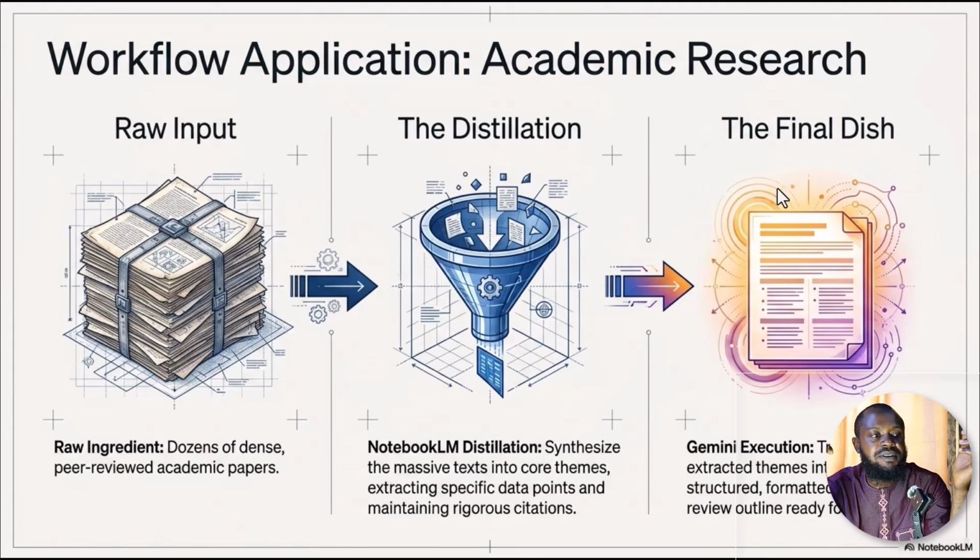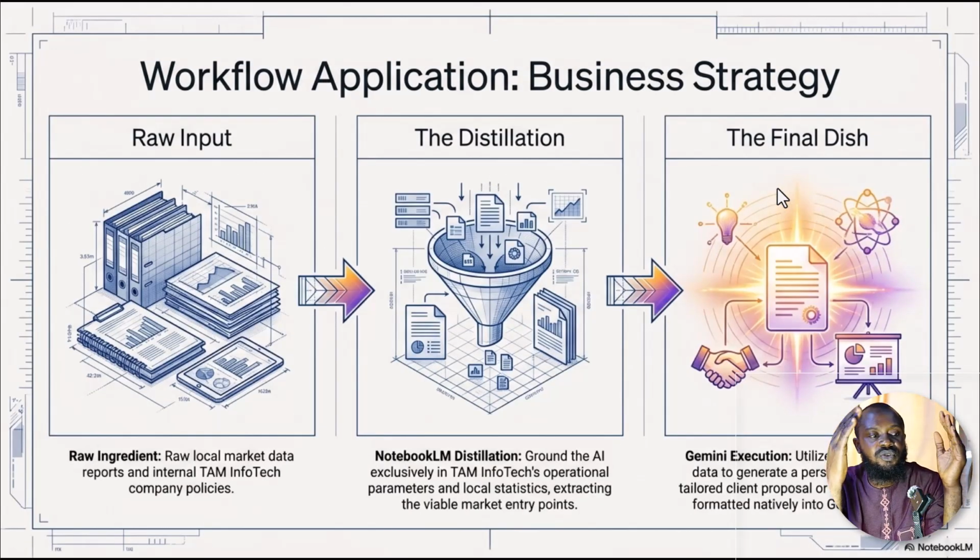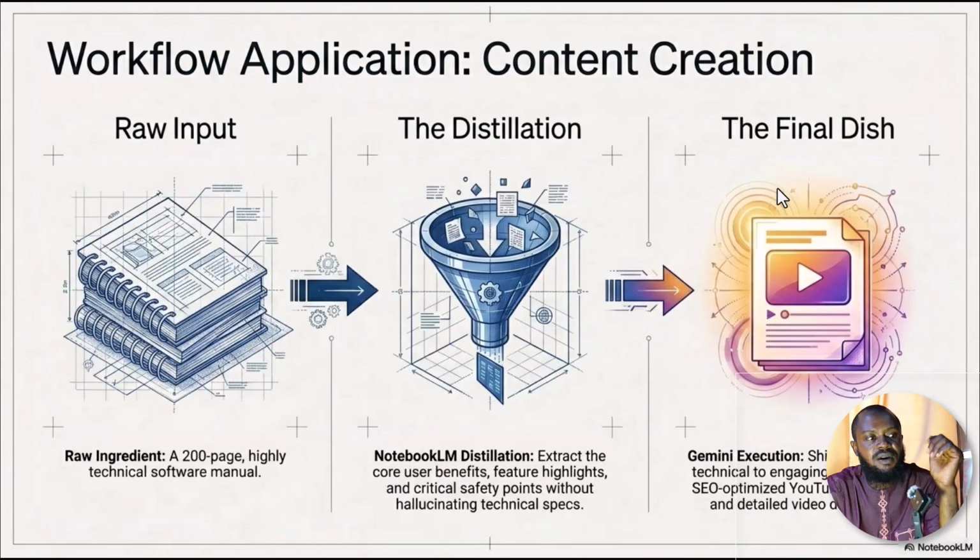So workflow application: we have the raw material, we have the distillation where it's going to filter everything, and then you have your final output. So also we have the raw input, destination, final output. So content creation, when it's also about content creation, you get the same results.